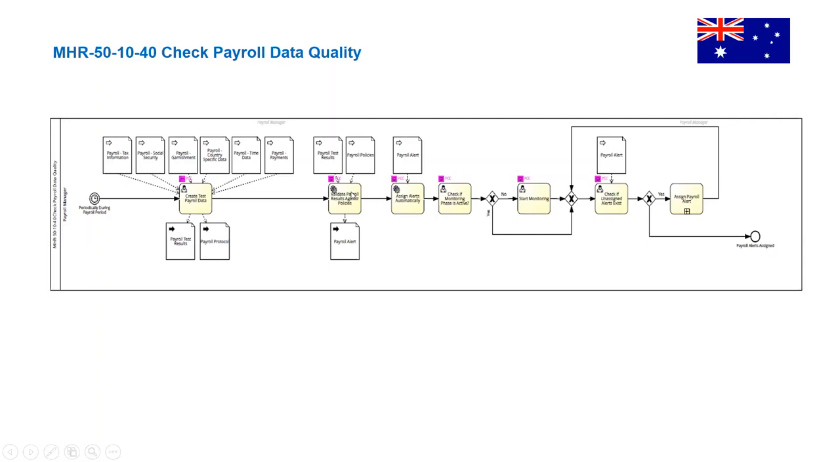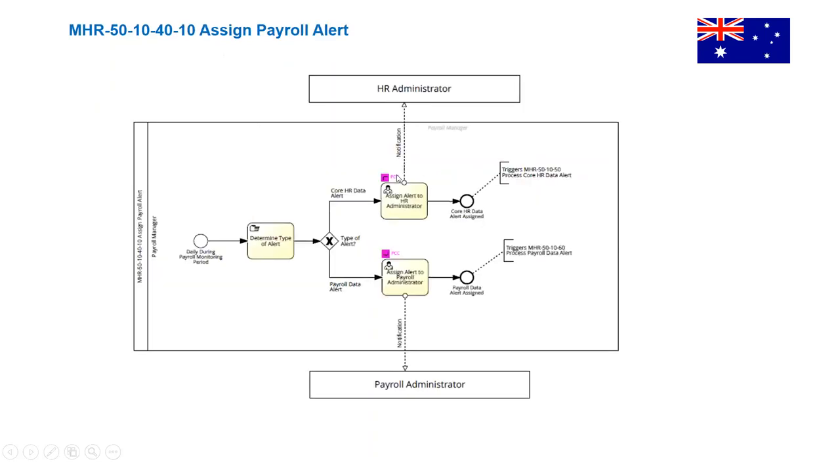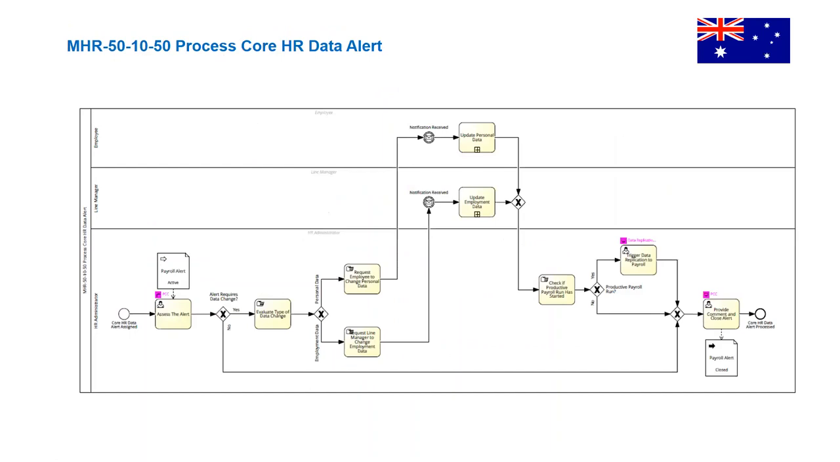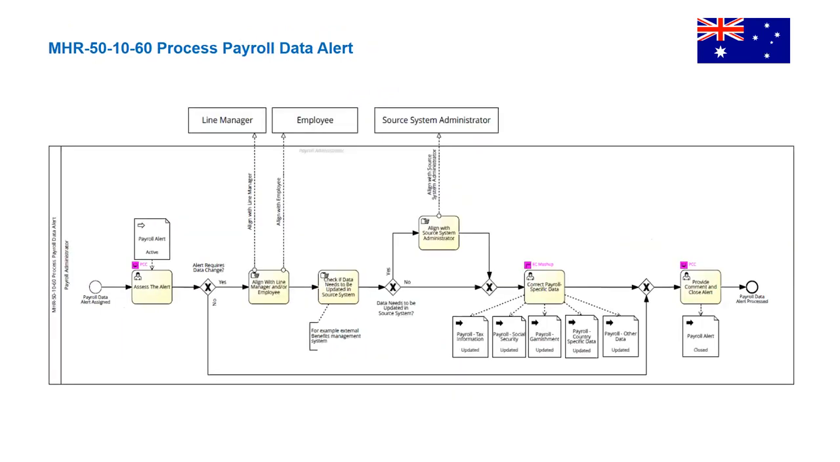Check payroll data quality is one of the key activities of the Payroll Control Center, which is considered the heart of Employee Central Payroll. That we'll discuss towards the end. Whenever we use those tools, the PCC activities are highlighted here, that is payroll data quality. Similarly, assigning the payroll alert is another process, as is processing core HR data alert. Just go through these processes.